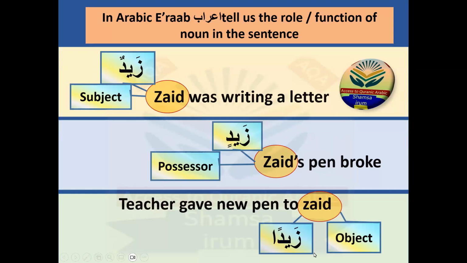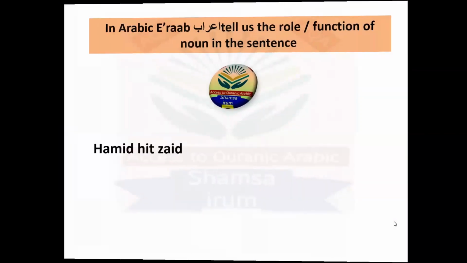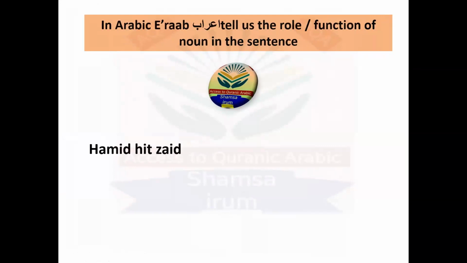Okay, so these case endings will tell us what the role, what the function of the noun in the sentence is. And when we learn Arabic, it's so interesting to know that, oh, here is dhamma at the end, so it means it will act as a subject. Oh, this noun finishes on the fatha, it means it's mansub, so it acts as an object. So when we translate it, it was so amazing.